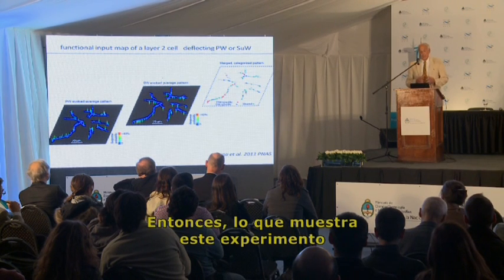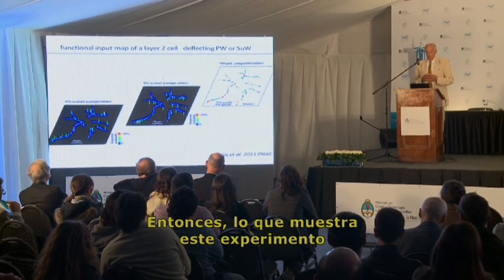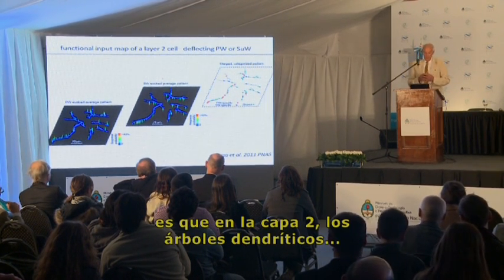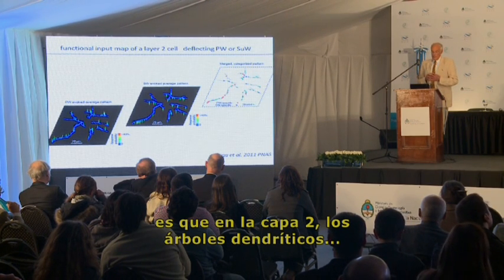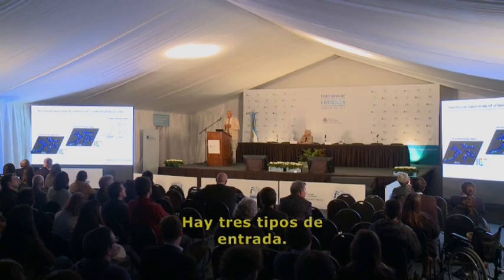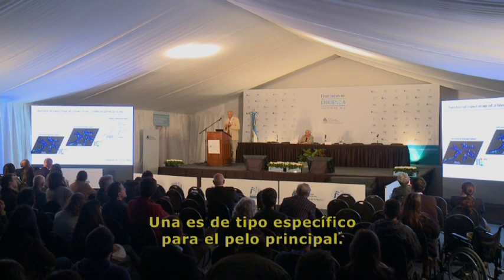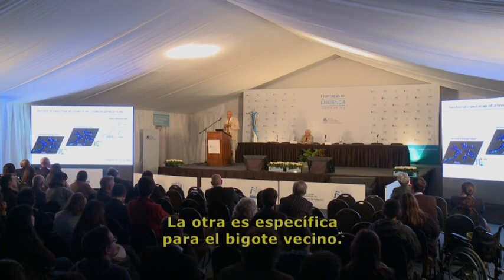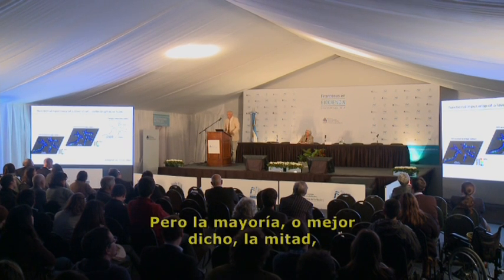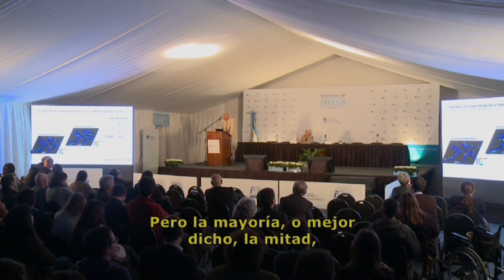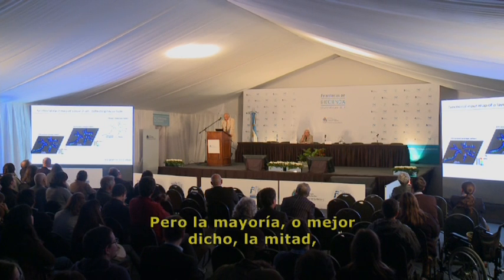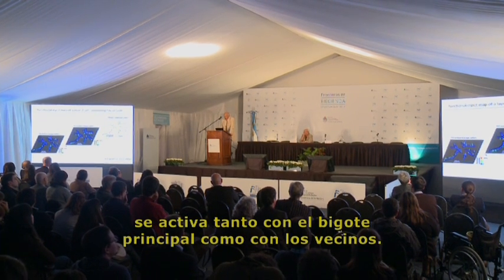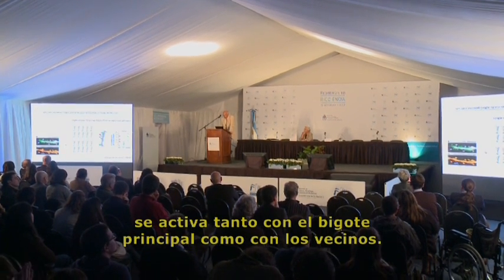So what this experiment shows is that in layer 2 dendritic arbors, there are three types of input. One is specific for the principal whisker, the other one is specific for the surround whisker, but the majority, or let's say half of them, is turned on both by the surround whisker and by the principal whisker.